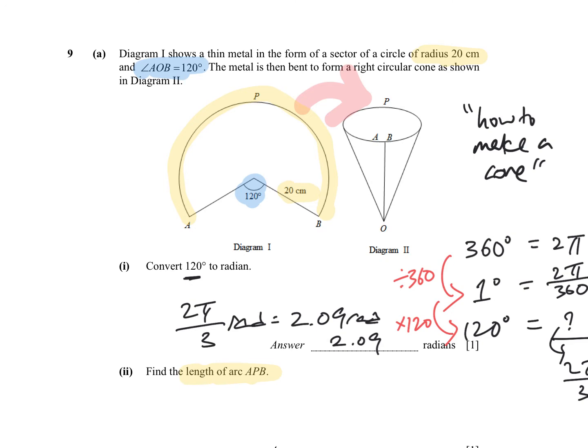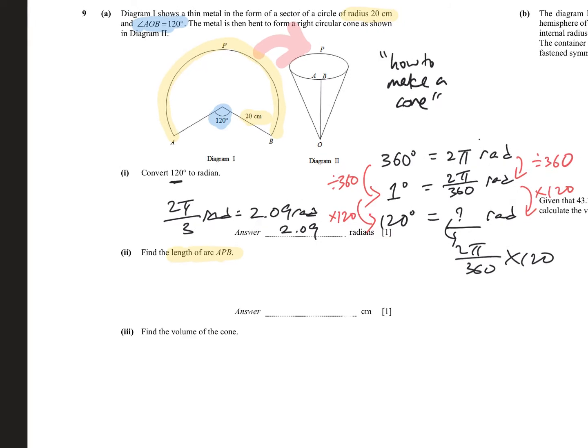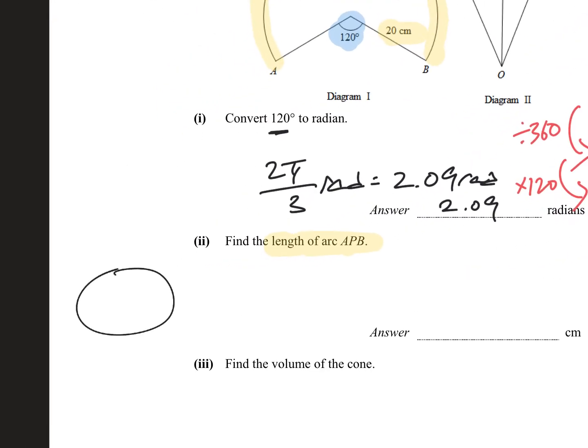For this one, what you need is the formula for any given circle. For a circle of radius r, if you have this arc length, this span with the angle theta, and this is r, the radius, then let's call the arc length s. The arc length s is equal to r times theta, with the catch that theta must be in radians, not degrees. So in this case, we look at APB.